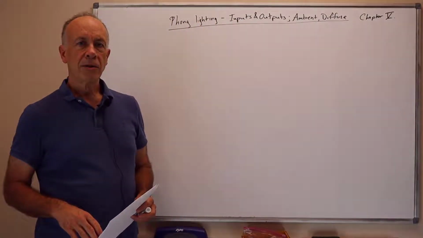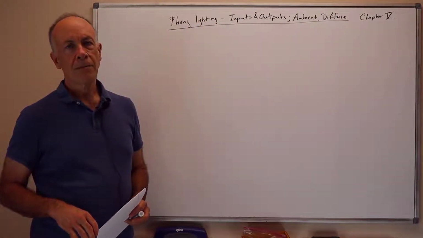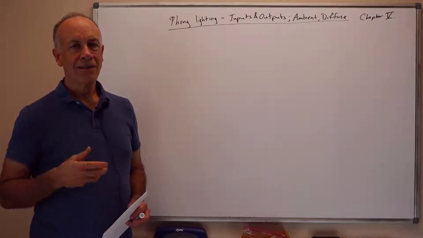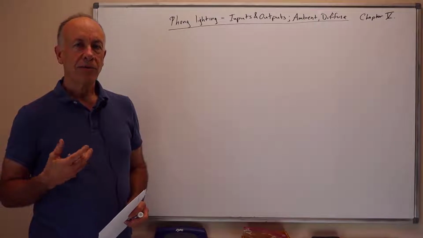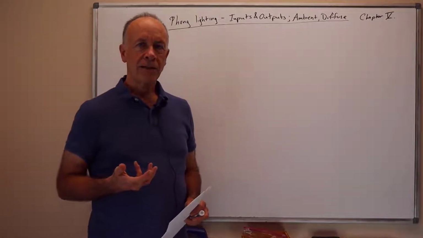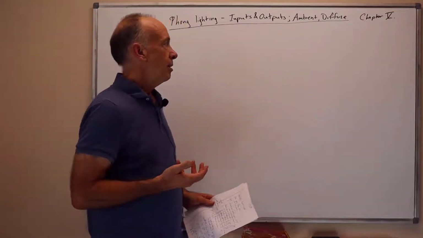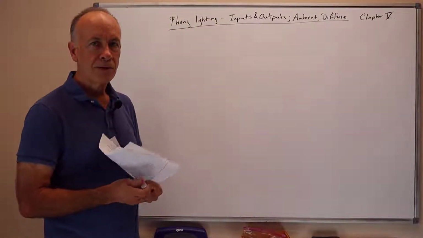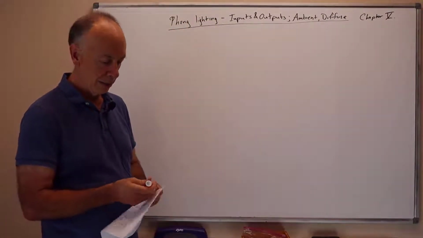Hello, this talk will get more into topics from Phong lighting. We're going to first of all talk about all the inputs and all the outputs from Phong lighting, and then we'll do the formulas for ambient and diffuse illumination. All this can be found in Chapter 5 near the beginning, particularly Section 5.1.